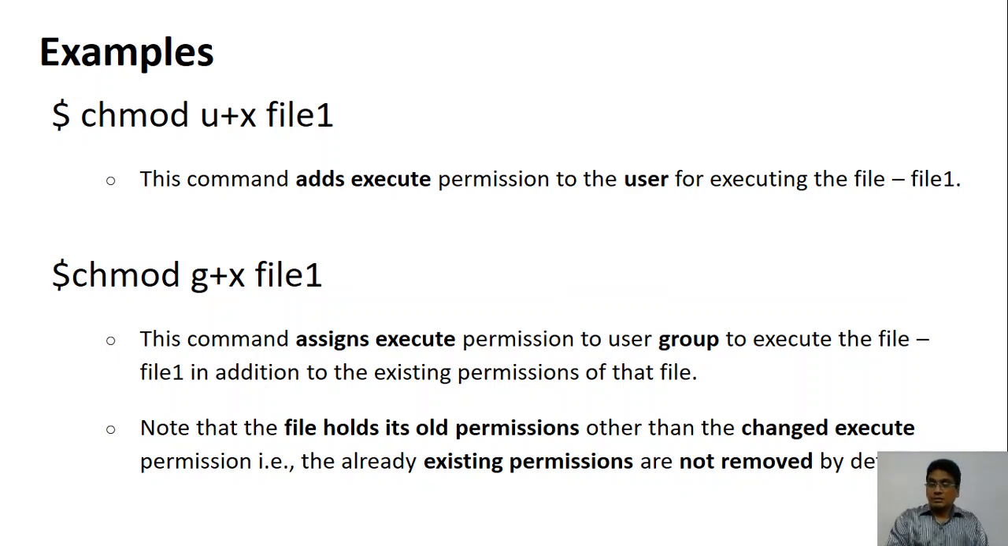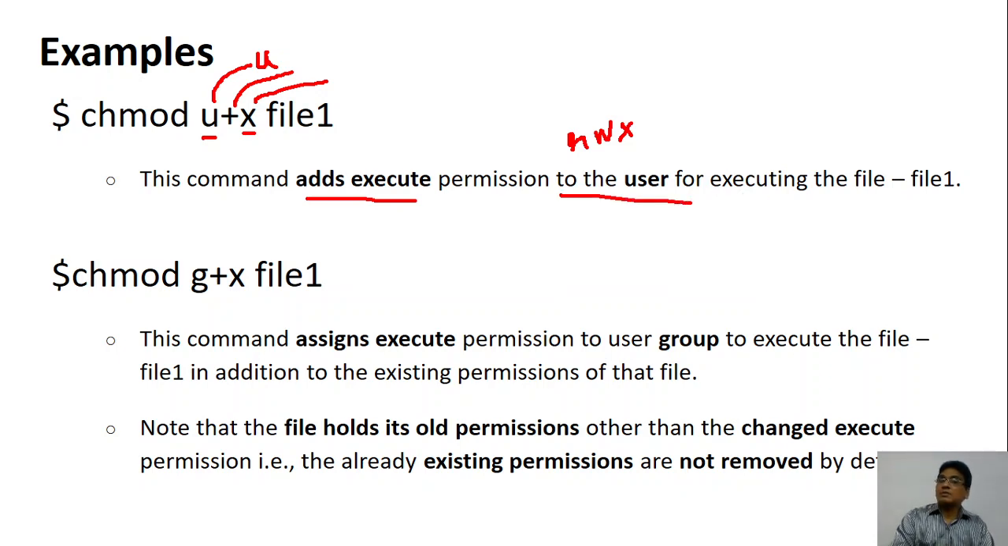So let's look at a simple example over here. If you say u plus x, what is the meaning? U is the symbol for user, remember, G is the symbol for group, and O is the symbol for others. Plus means you are adding the permission, and X means the execute permission, out of the three: read, write and execute. So you are adding an execute permission to the user.